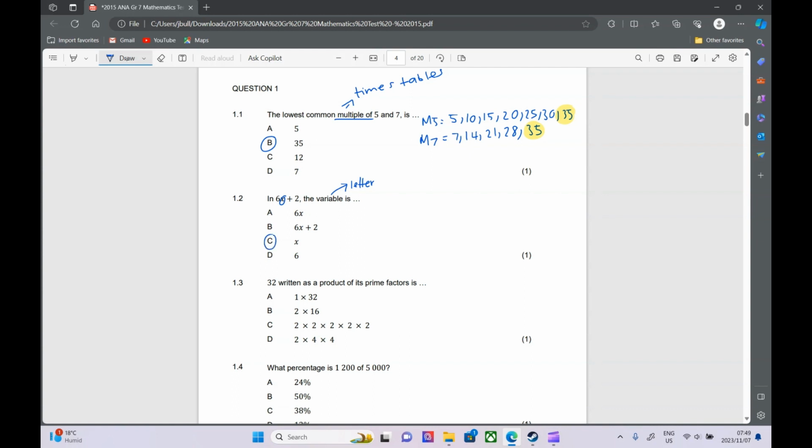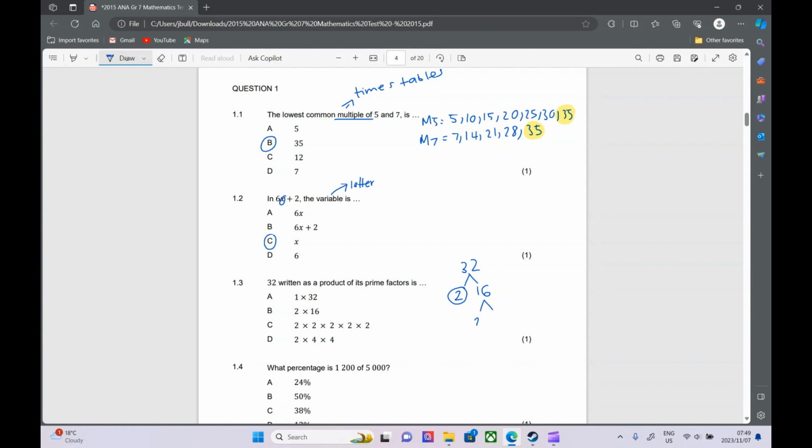32 written as a product of its prime factors. Okay, so I'm not sure how you would break this down. Usually how I break these down is I use a tree. So I go 32, I always try to divide by 2, 3 or 5 to start with. So I would go 32 divided by 2, so 2 times 16 would give me 32. I circle the 2, the 3 or the 5 because that's the prime factor. Okay, and then I've just got to keep breaking it down.